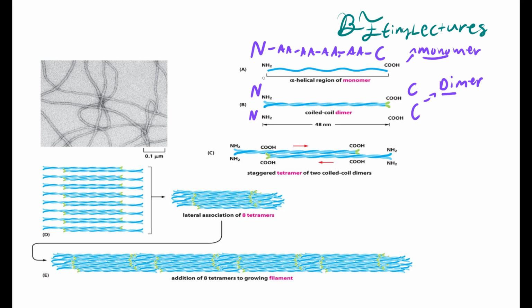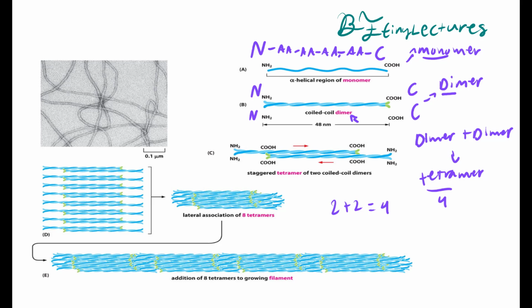And of course, when I do this, I have the N-terminus on one side and the C-terminus on the other side. Now, what happens if I get two dimers and I put them right next to each other? Well, if I put them right next to each other, then I'm going to have a tetramer, because a dimer plus a dimer will give me a tetramer. Now, tetramer means 4. So 2 plus 2 is equal to 4. Dimer plus dimer is a tetramer.